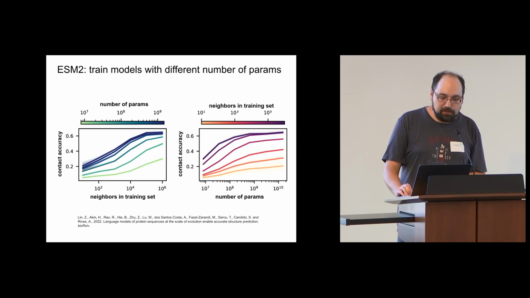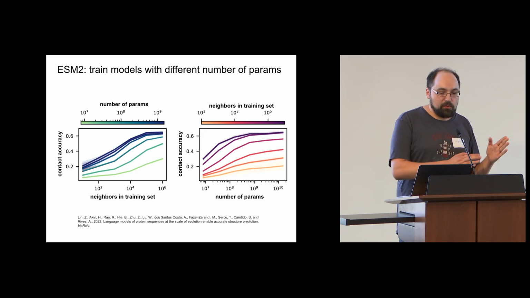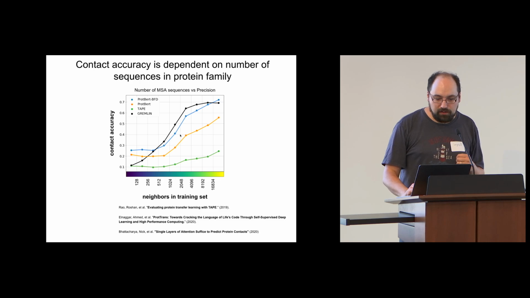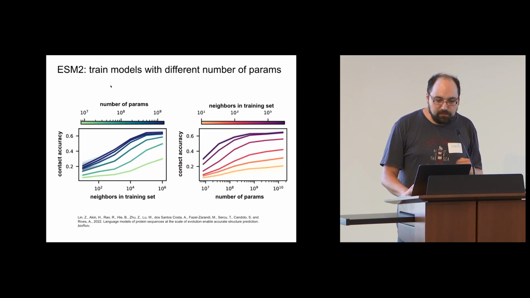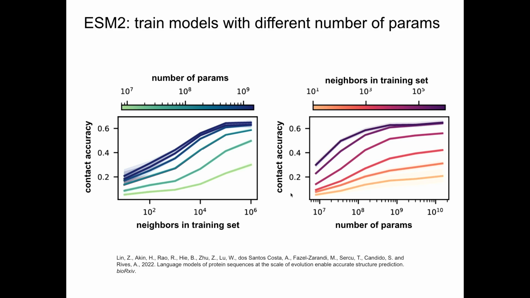ESM2 recently did the same experiment again, but one thing they had access to, which we didn't at the time, was the ability to train models larger and larger, right? In this case, I'm comparing to one of the initial TAPE models, ProtBERT, and so on. What the ESM team did, and I believe Alex Rives may have talked about this last year at this conference, is that as you increase the number of parameters, you start getting better and better contact accuracy. But one thing I wanted to highlight here is this orange line.